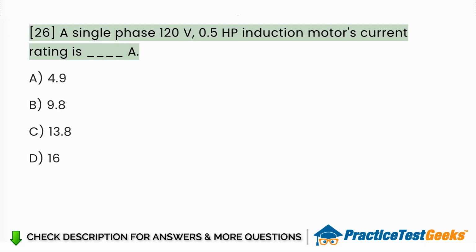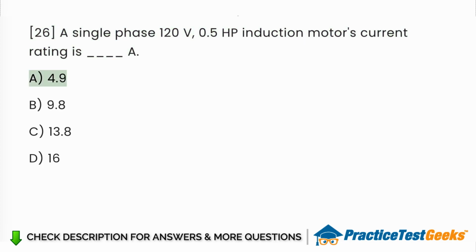A single-phase 120V, 0.5 HP induction motor's current rating is ___ A. A. 4.9. B. 9.8. C. 13.8. D. 16.